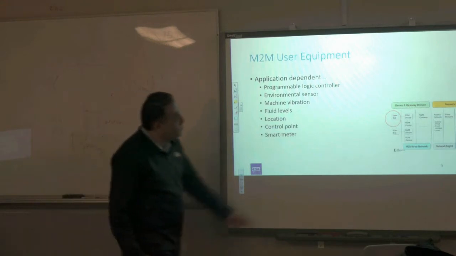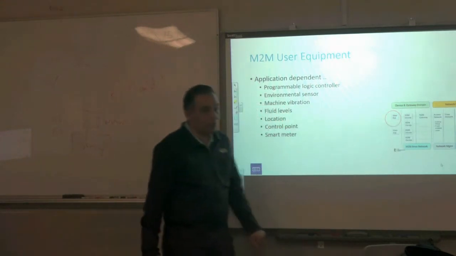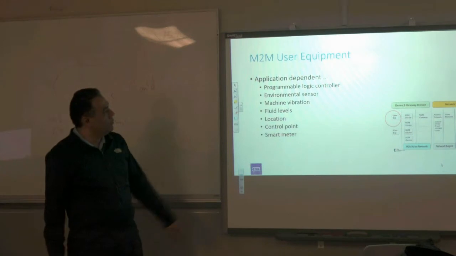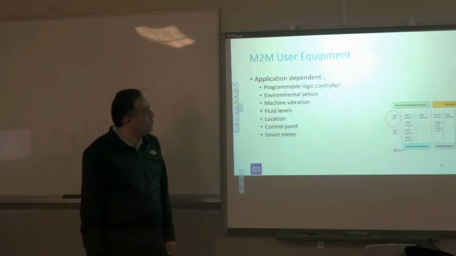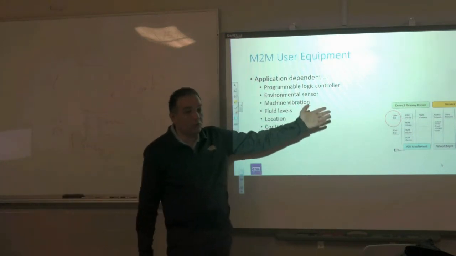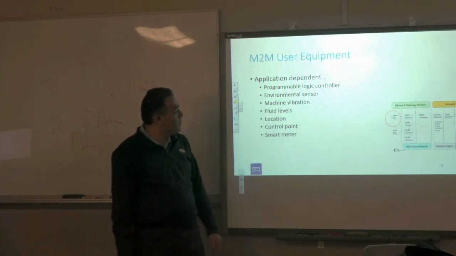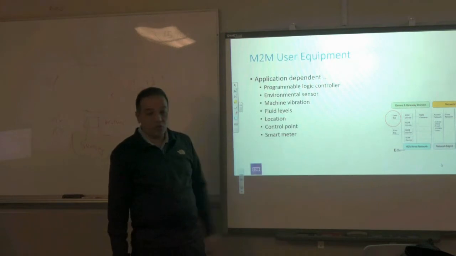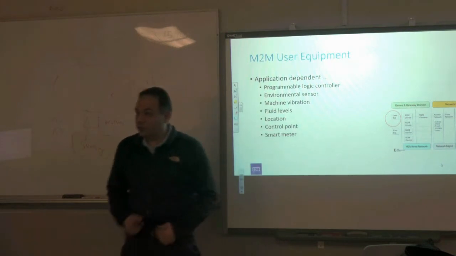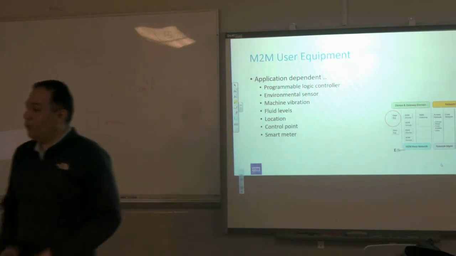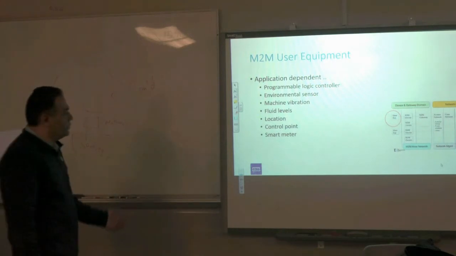So when you look at the user equipment in here that we saw in the previous picture, what does it include? Okay, depending on the application, it could have a programmable logic controller, PLC. It could have an environmental sensor. It could have machine vibration. I told you like the shirt in the mall, you put a sensor. By vibration, it could know. Okay, depending on the sensor.